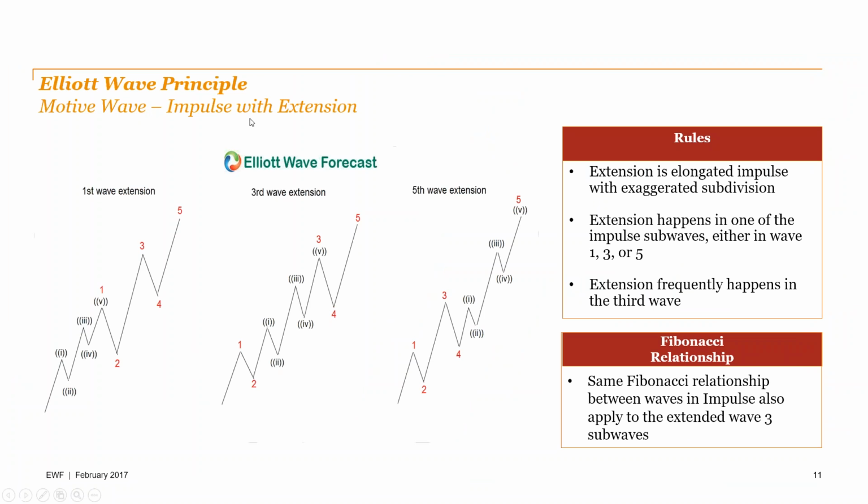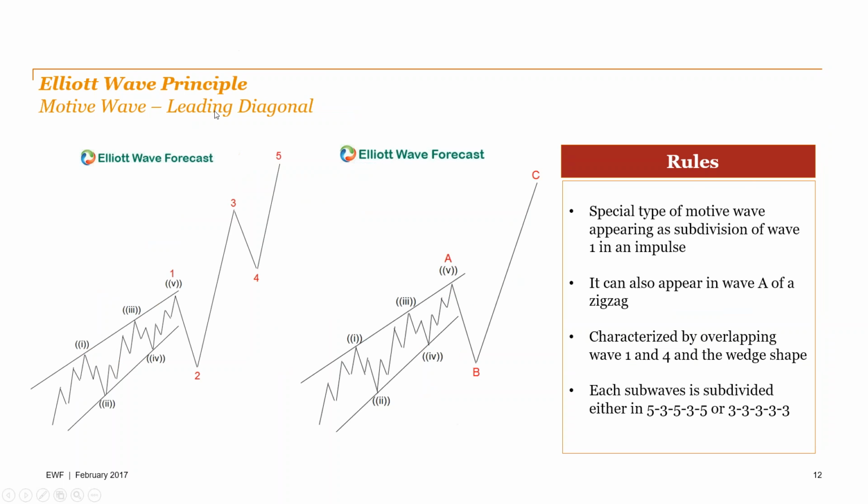All right, so this is impulse with extension. The relationship among the waves is very similar. Wave 3 should be the longest and all those things, and wave 2 is 50%. So this is just a variation of an impulse, nothing different. It's just with extension. Now another variation of the 5 waves is the leading diagonal.